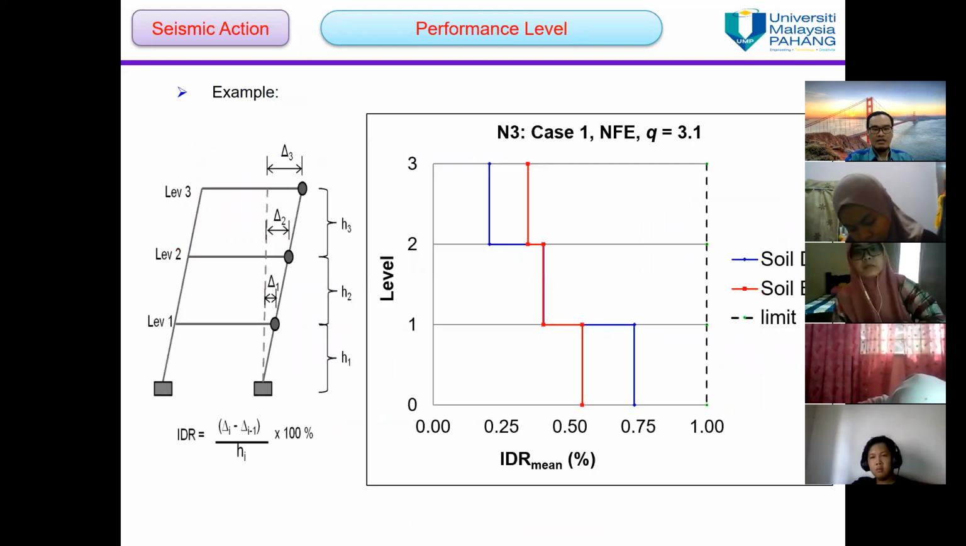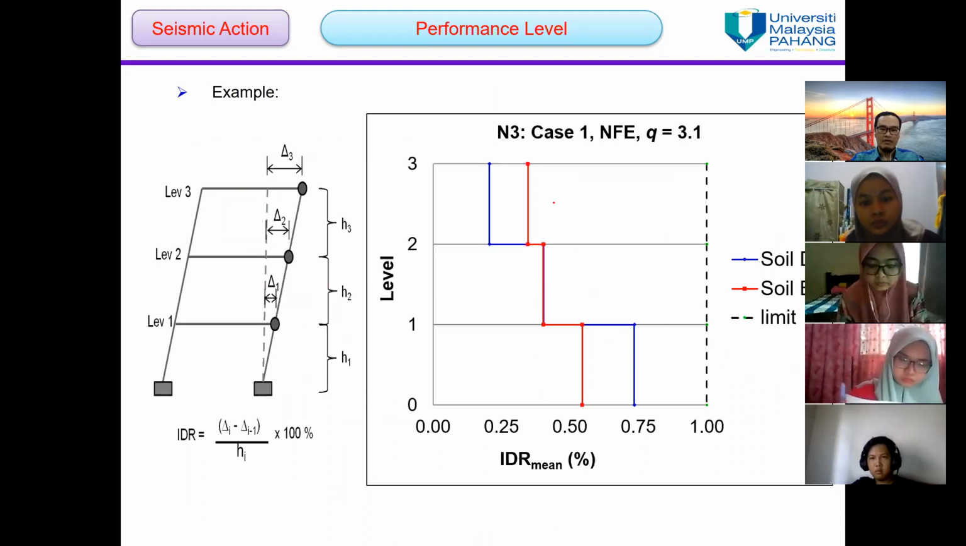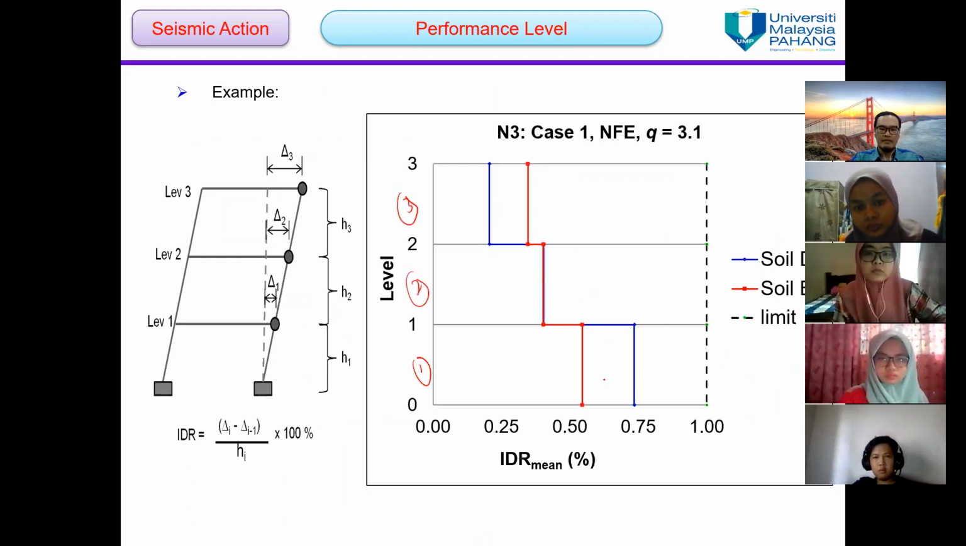Okay, this is the difference. This is the graph of interstory drift ratio for soil type D, for story number 3, story number 2, and story number 1. This is the value. For soil type D, let's say 0.4, 0.5 something, this is 0.3 something, and this is maybe 0.2 something.